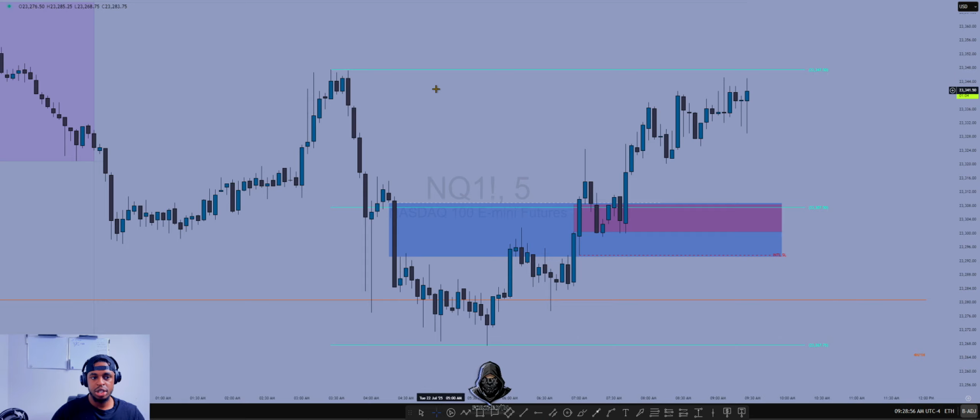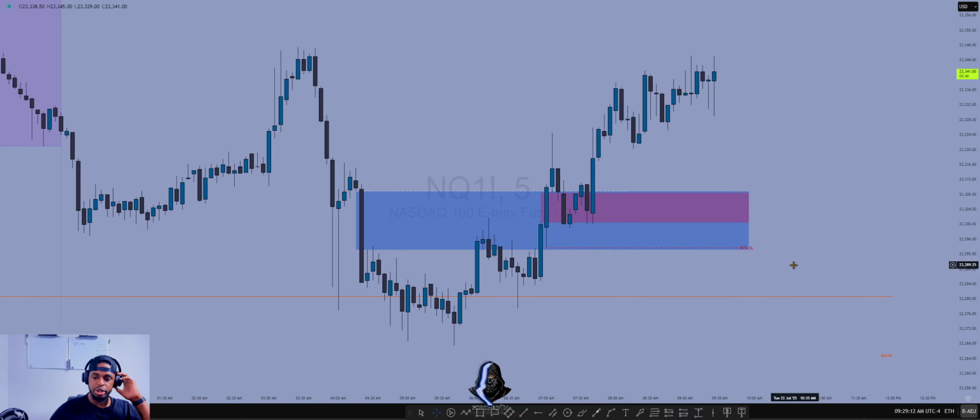So if price doesn't fulfill this high and just bottoms out when the market opens up, then this can probably be another opportunity. It can even go deeper than this and retrace into this one if it wanted to. So it's all depending on what the market wants to do. So let's see how the market opens.